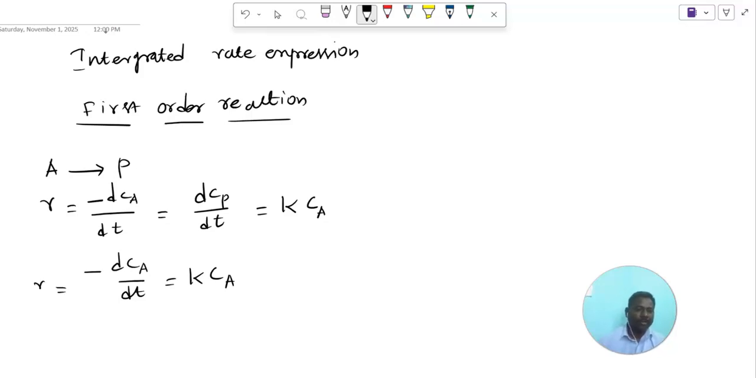Now, initially at time t is 0, when the time is 0, it means the reaction has not occurred, therefore the concentration of reactant will be C0. So at time 0, the concentration is C0. This C0 is nothing but initial concentration.